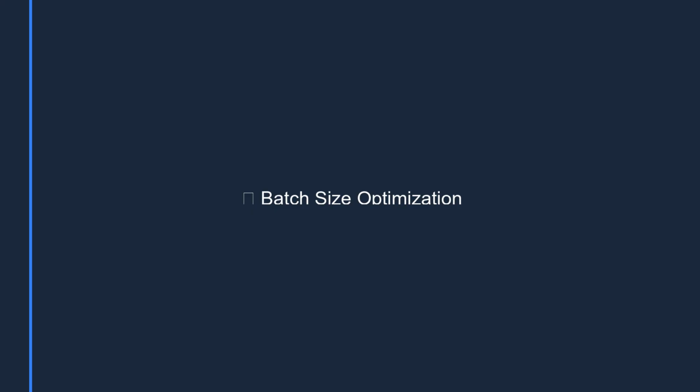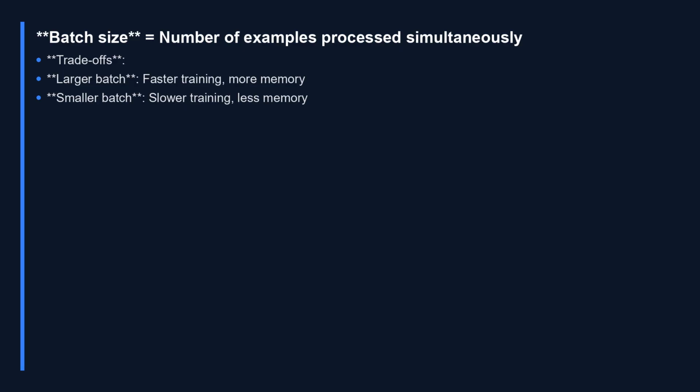Batch size optimization. Batch size is the number of training examples your GPU processes in one forward and backward pass. Larger batches train faster and produce more stable gradient estimates, but they consume more memory. Smaller batches use less memory but slow things down. On hardware with a fixed memory budget like your 24 GB Tesla P40s, finding the right batch size is a real constraint, not just a tuning knob.